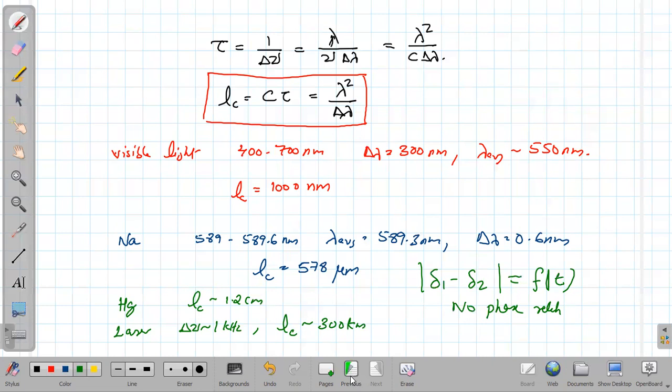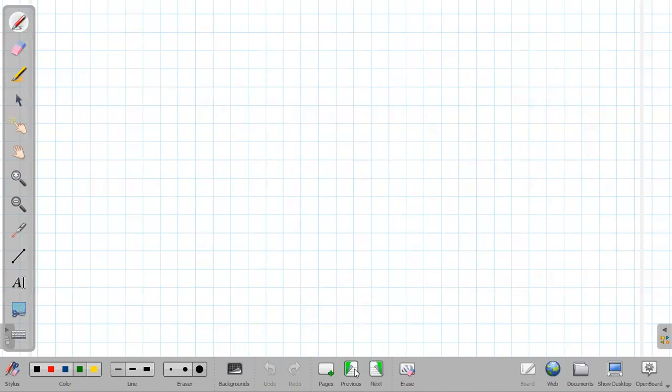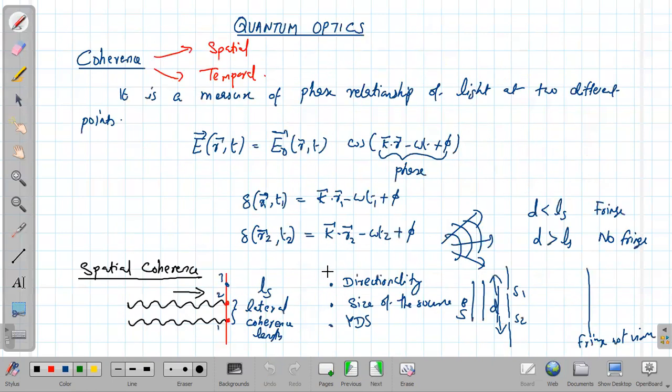We can measure the phase relationship perpendicular to the direction of propagation and along the direction of propagation. If you are measuring the phase relationship perpendicular to the direction of propagation, it is called the spatial coherence. Spatial coherence decides the directionality, and it also depends upon the size of the source. The distance up to which the wave is spatially coherent is called lateral coherence length, and we can measure this lateral coherence length using a Young's double slit setup, and that we have explained here.